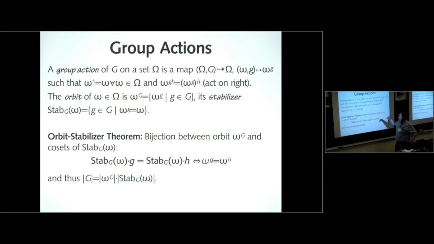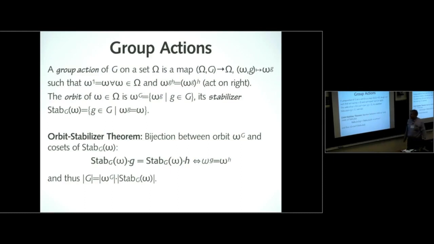If a group acts on a set, we can look at the orbit of a point. The orbit of the point is simply all the images. Dual to the orbit, we have the stabilizer. It's the group elements which map one point. The stabilizer of a point omega is the group elements which map a point to itself.